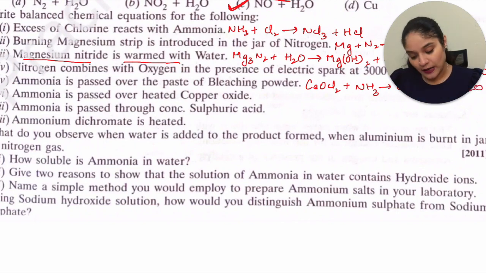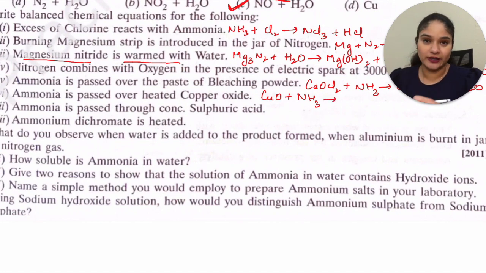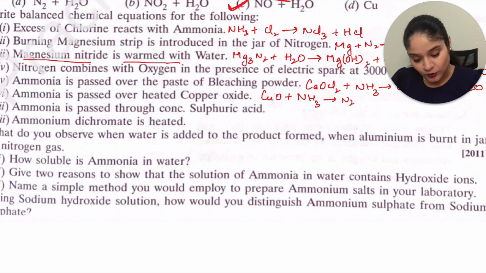Then ammonia is passed over heated copper oxide. So copper oxide plus ammonia gas will give you what? Whenever ammonia is majorly reacting, it gives you nitrogen gas plus water. So you can always write nitrogen gas plus water. Now what is left out? Copper is left out. So copper.